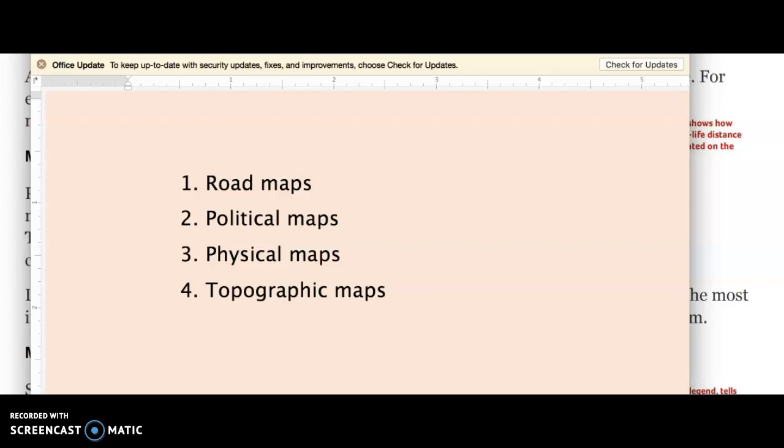So when we're reading part two of the article, your job is to keep an eye out for road maps and what they're used for. You're also responsible for figuring out what political maps are used for based on the article. You're also going to be looking for physical maps in the article and what they are used for. And the final type of map that you're going to keep an eye out for in the article are topographic maps. So we're going to get into this article.